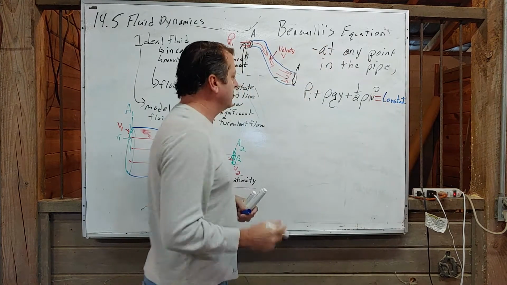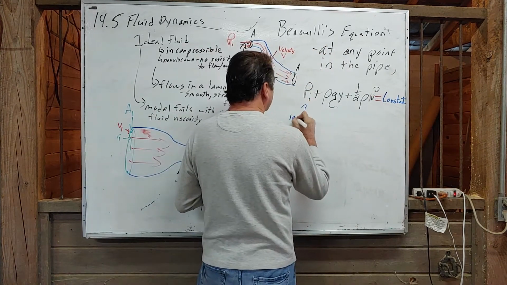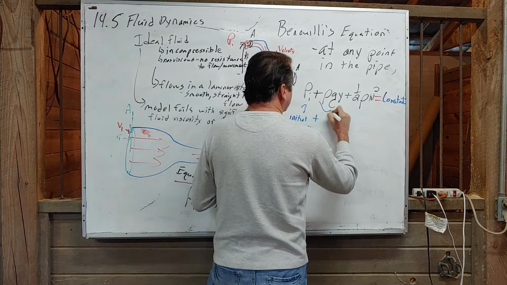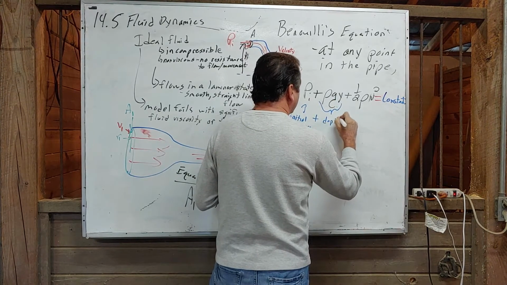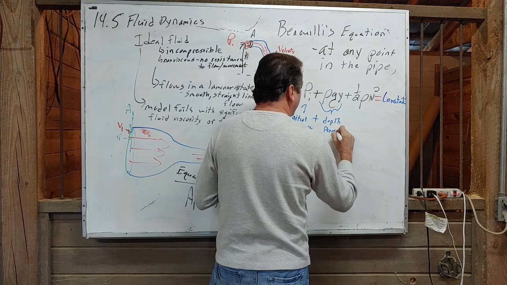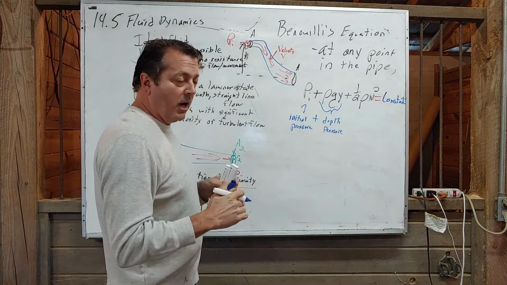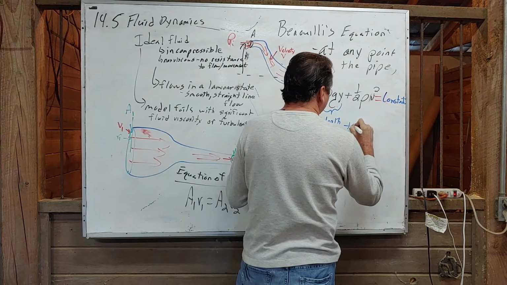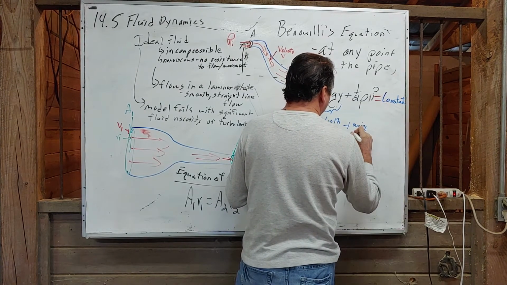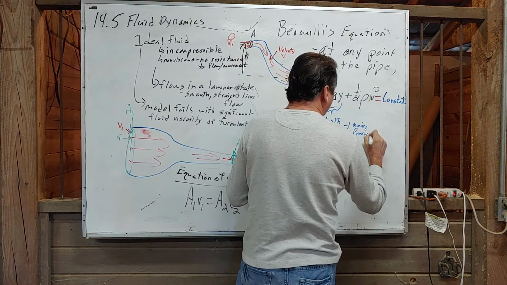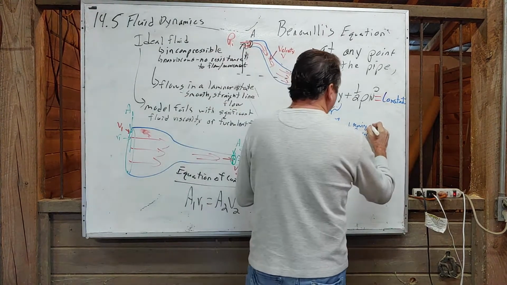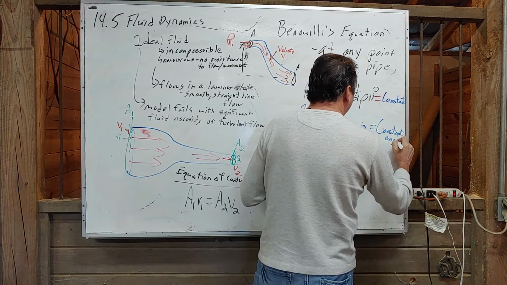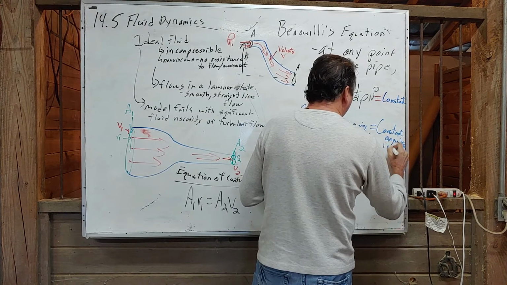And anywhere in this, the initial pressure plus the depth pressure, due to how deep or how high, how far up or down you've come, plus basically the moving pressure. Due to it moving, there's pressure on it to try to push it. And all that equals a constant value anywhere in the pipe.